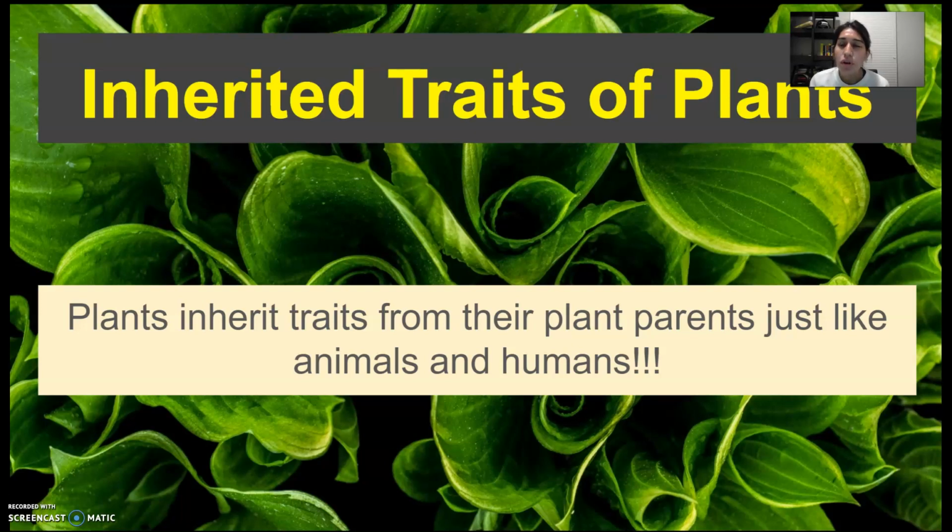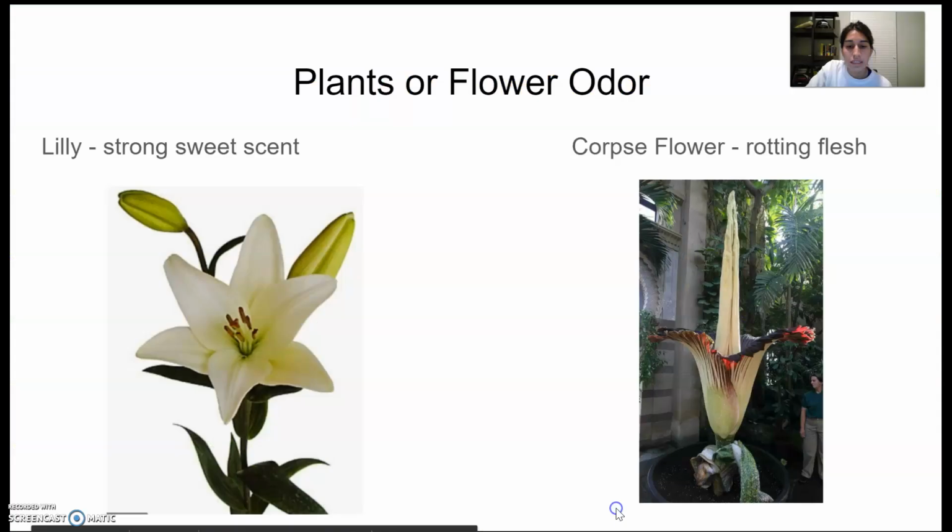And this time we're going to talk about what are some things that are inherited whenever we're talking about plants and flowers. Okay, so just so you know, plants do inherit traits from their plant parents. So yes, plants technically have parents, just like animals and humans. All right. So let's look at the first thing that they can inherit. The first thing that is inherited is a plant or flower. I'm going to use both plants and flowers there, so you're going to see some examples for both.